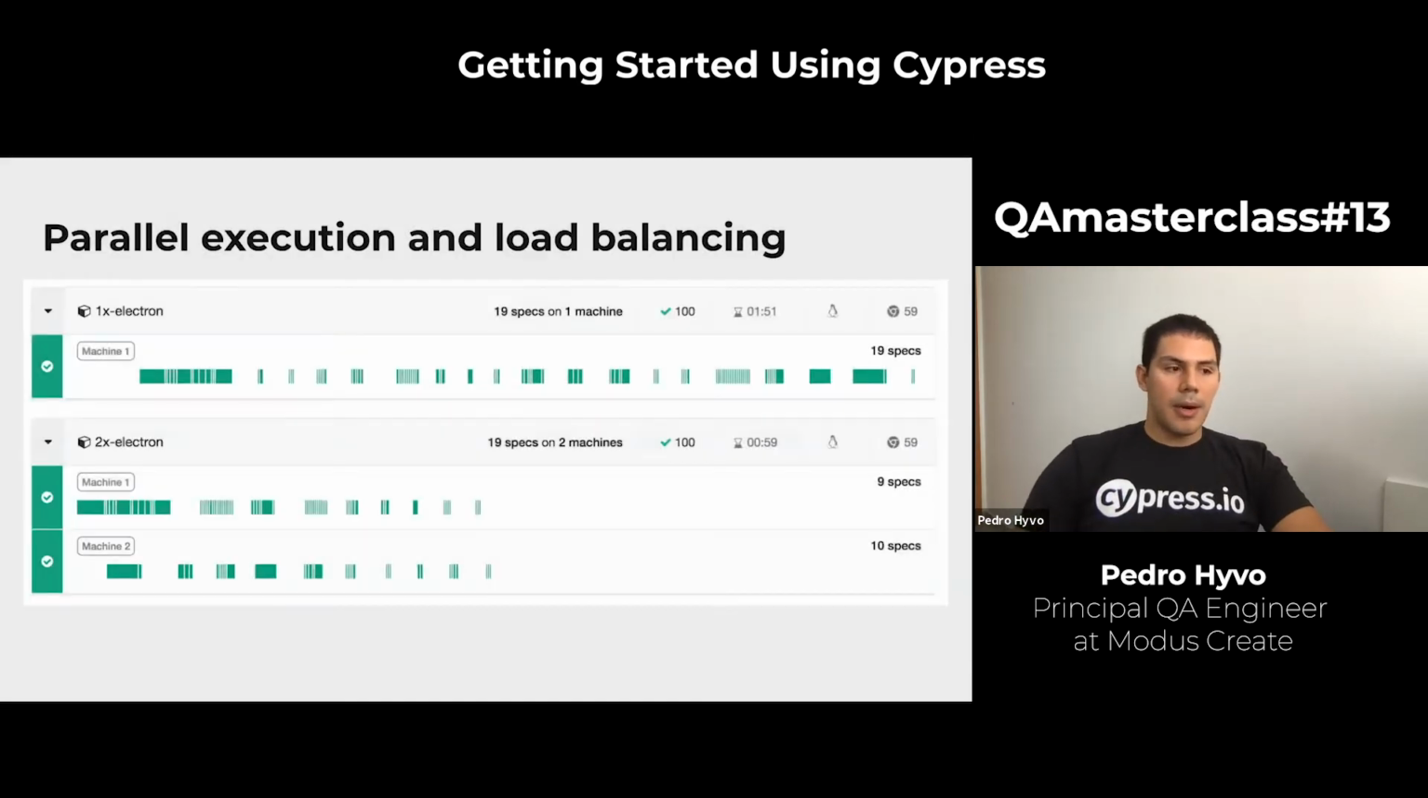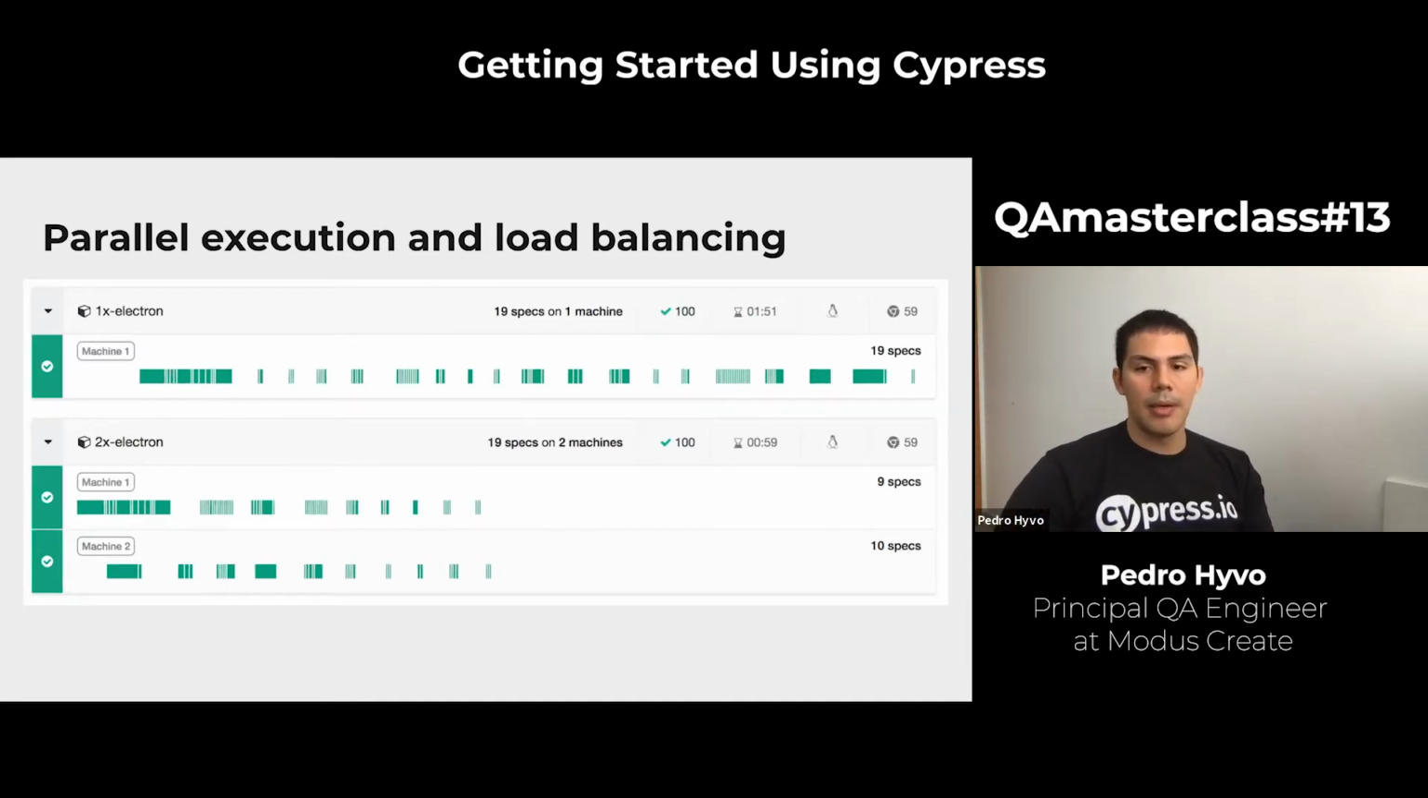So this is a real example between two builds. The first one is not using the parallelization, and the second one is using the parallelization. With the same amount of test specs, you guys can see on the second build, it took less than 1 minute. In comparison to the first one, it took around 2 minutes to run all the tests. So it saves our time.